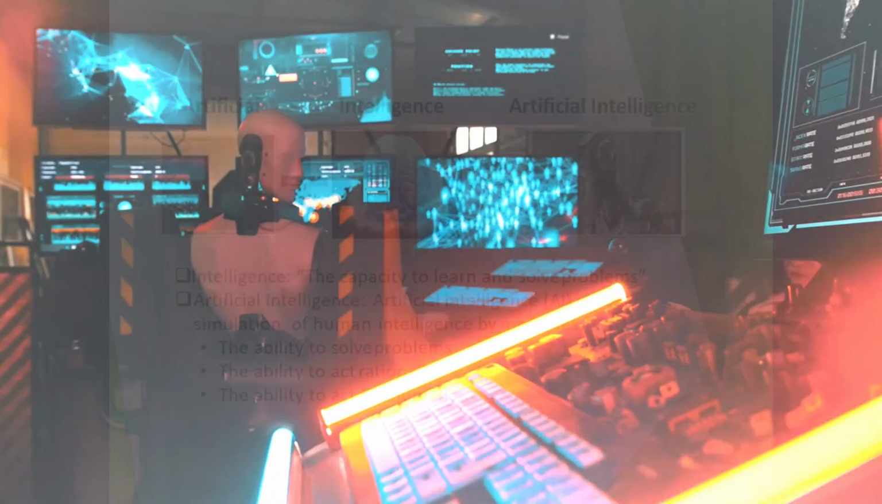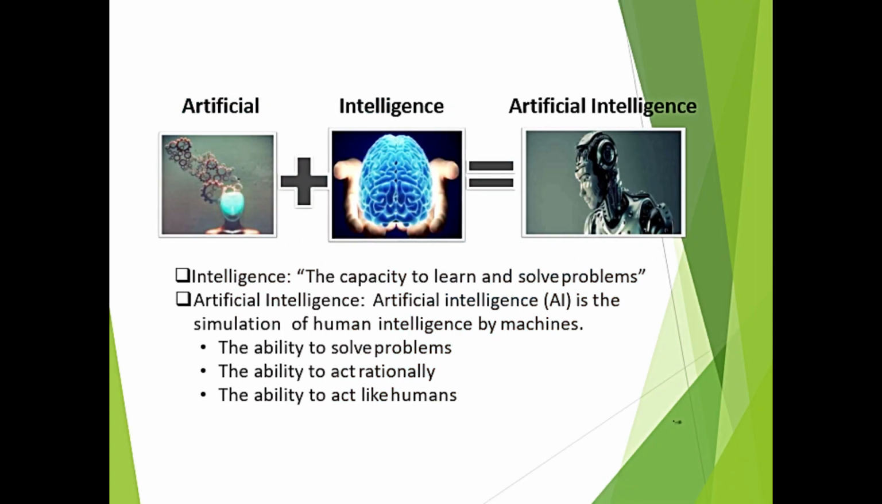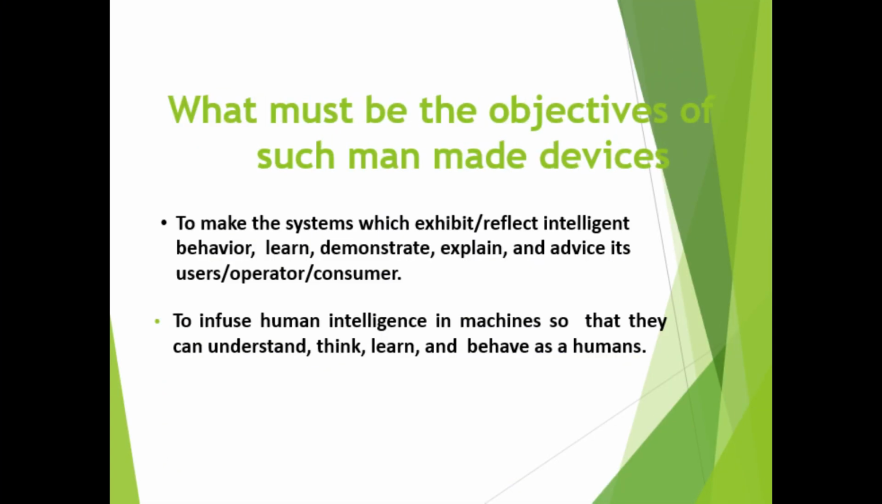Compiling them, we get the basic funda behind creating an AI machine, which is to make machines conscious and to reduce human efforts. Which brings us to the objectives of such man-made devices. The primary objective of these machines is to exhibit human behavior in their own way, and this peculiar way of theirs sometimes looks absurd to us. Here is the reason why.